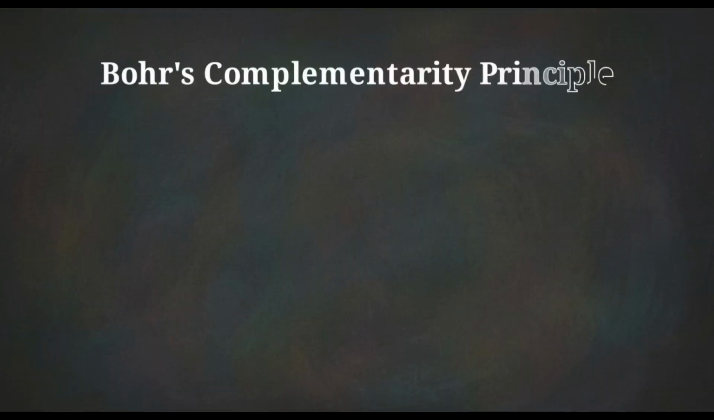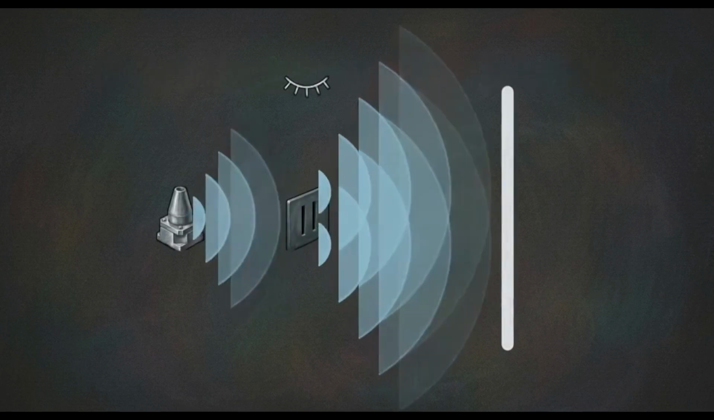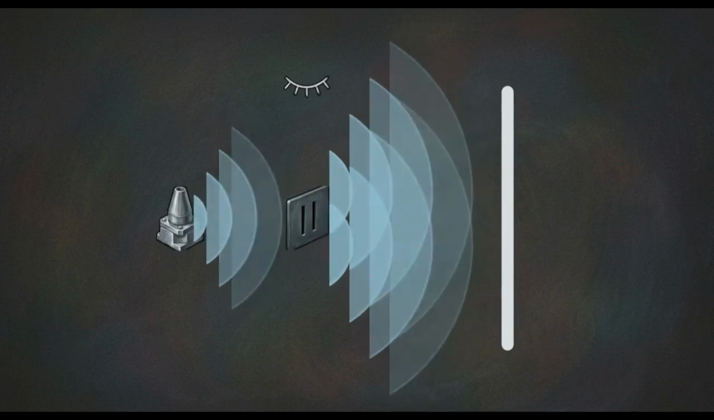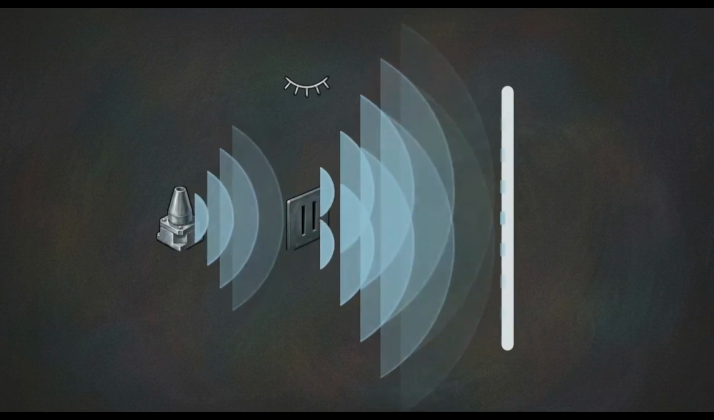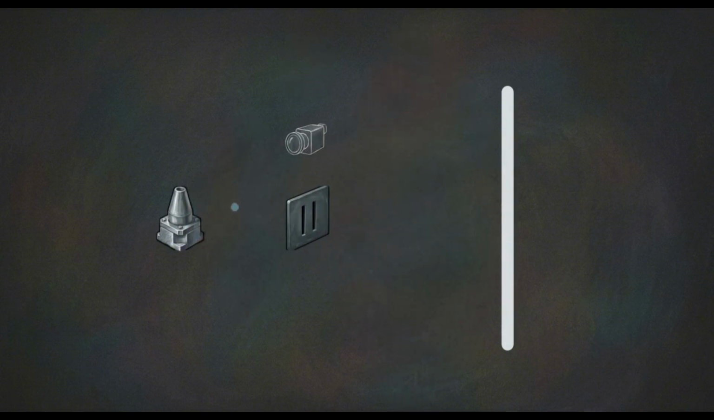It states that a quantum particle possesses two mutually exclusive natures. It can act as a wave, or it can act as a particle, but it can never exhibit both behaviors in a single measurement. In a standard double-slit setup, an unobserved particle behaves like a wave, traveling through both slits to create a striped interference pattern.